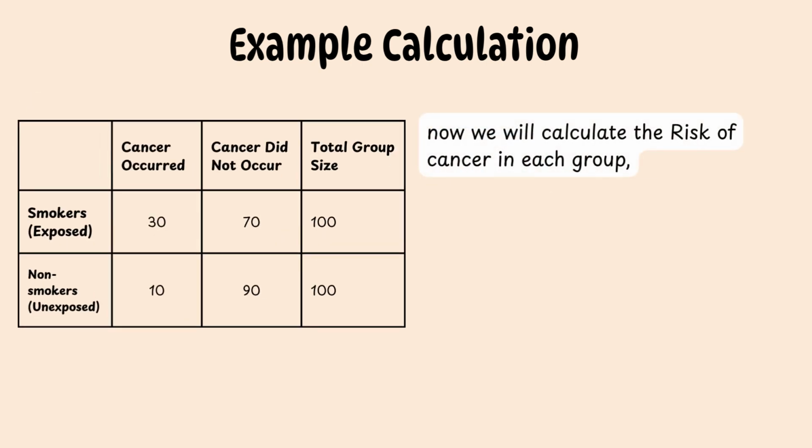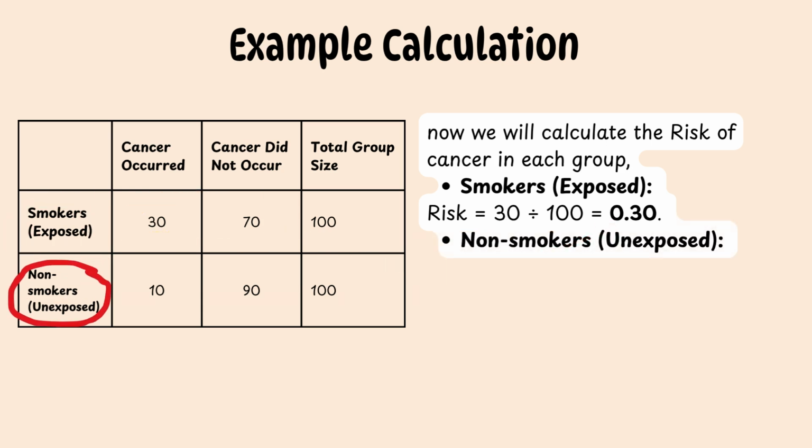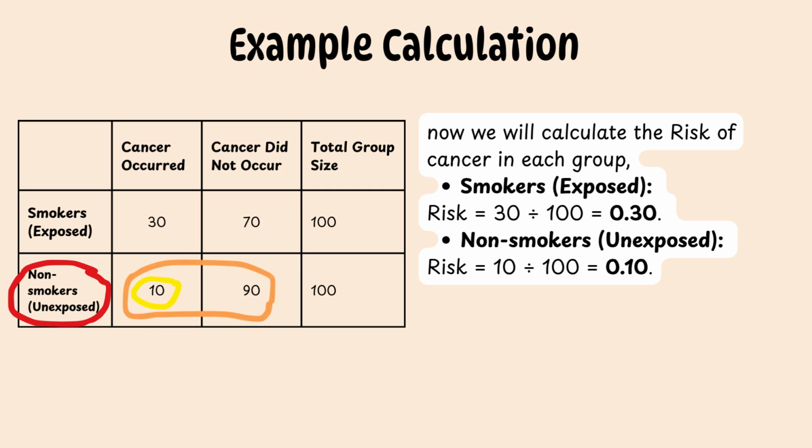Now we will calculate the risk of cancer in each group. The risk in smokers is equal to positive cancer cases, that are 30, divided by total smoker people, that are 100. The answer is 0.30. The risk in non-smokers is equal to positive cancer cases in non-smokers, that are 10, divided by total non-smoker people, that are 100. The answer is 0.10.